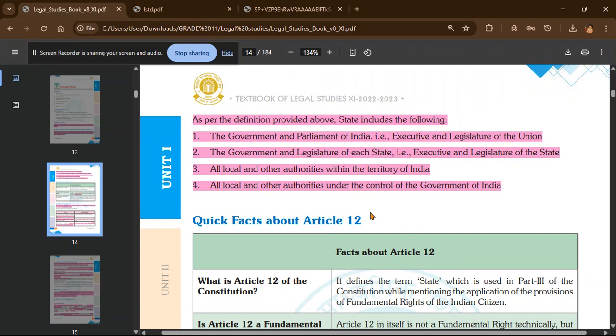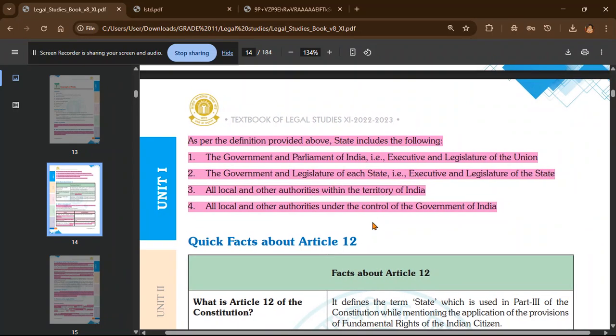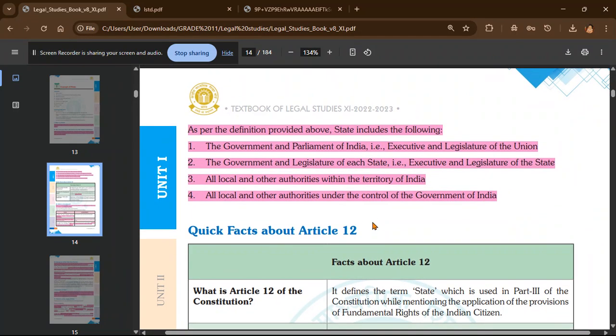So like we say union government, central government, these both are the same. The Parliament of India includes your prime minister and cabinet of ministers. This includes your Lok Sabha and your Rajya Sabha. We all have studied before, but if you have not, let me just brief you that Lok Sabha is known as the House of People and Rajya Sabha is known as the Council of States. So Lok Sabha is the lower house and Rajya Sabha is the upper house.